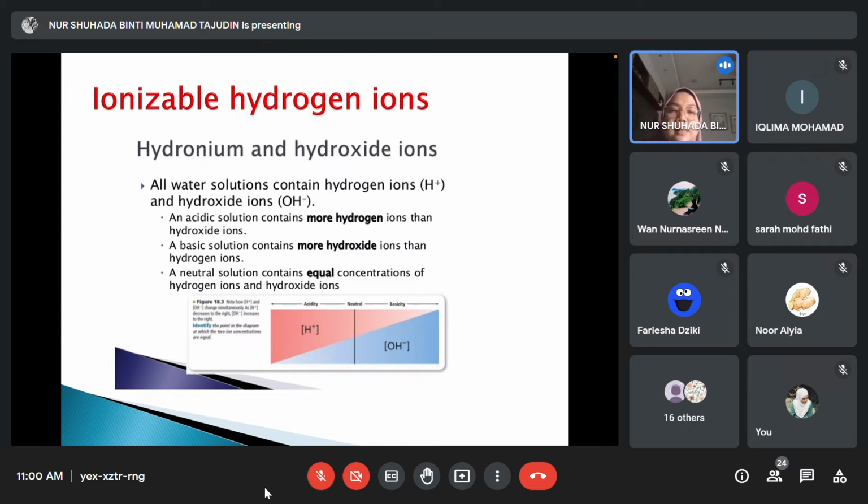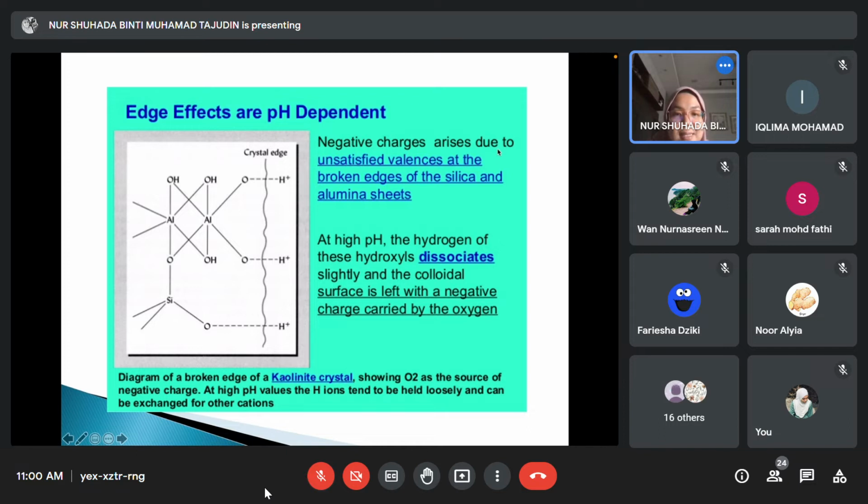Okay, I'll explain a little bit about soil acidity. If a soil is acidic, it should contain more hydrogen ions, right? If a soil is basic, it contains more hydroxide ions. Okay, so here, when we talk about pH dependence, the negative charges arise due to unsatisfied valence. Okay, this is the structure of the clay just now. If you see here, this is octahedron and this is tetrahedron. On the upper part, the negative charges arise due to unsatisfied valence.